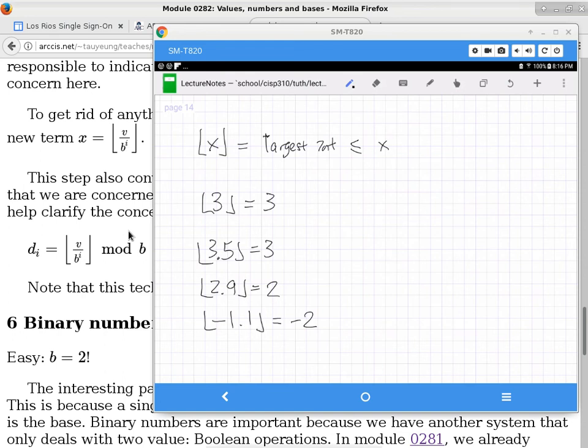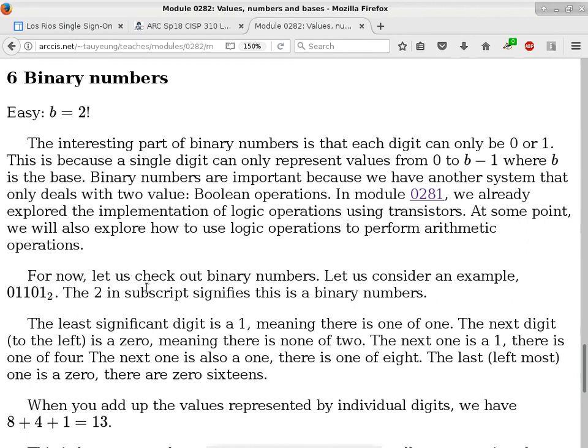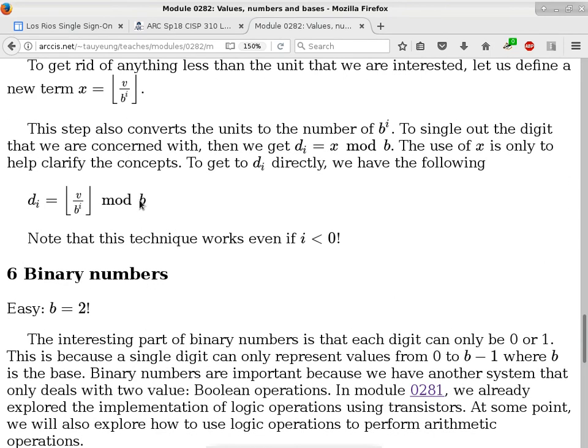All right, so we are moving along. So dealing with binary numbers is easy because once we have this equation, it applies to binary numbers too. All you have to do is to change b to 2. Then you know how to represent values in base 2. That's just what it is.